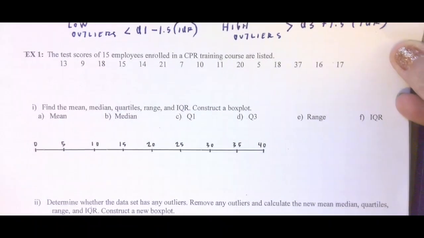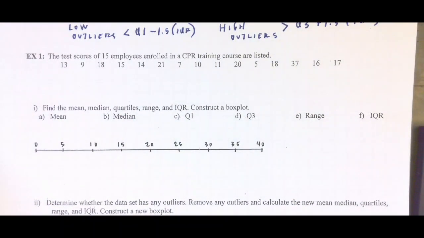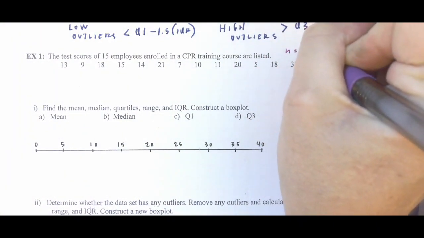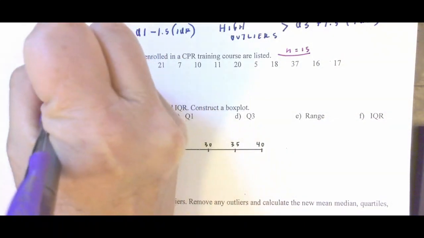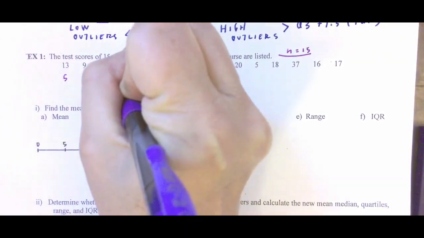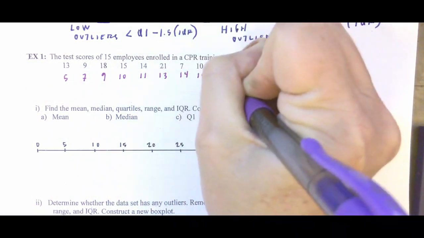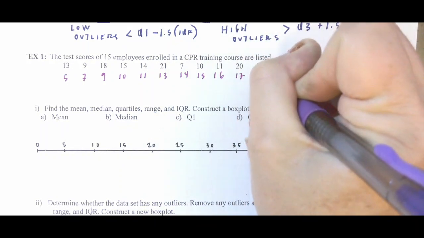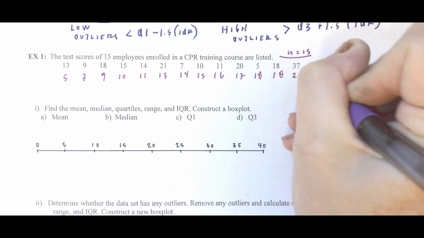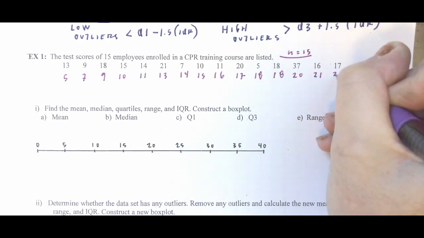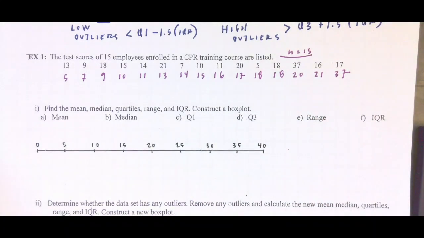Let's do an example. Here I have test scores of 15 employees enrolled in a CPR training course listed below. I'm going to sort these 15 data points for you just to move a little faster in this lecture. If I put them in order, I should have 5, 7, 9, 10, 11, 13, 14, 15, 16, 17, 18, another 18, 20, 21, and 37. All right, so I have 15 data points, and I've sorted them in that proper order.